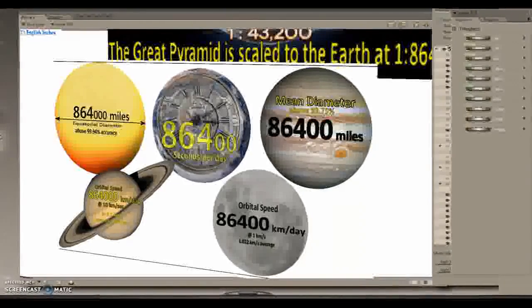Whatever is represented in measurement is also represented in proportions in the pyramid. What's on the inside is what's on the outside. There's always a double aspect to remove any possibility of coincidence.